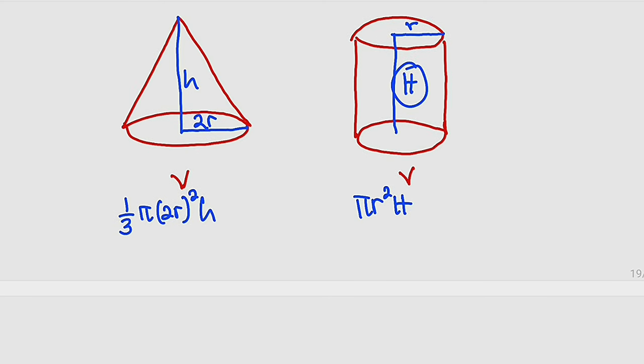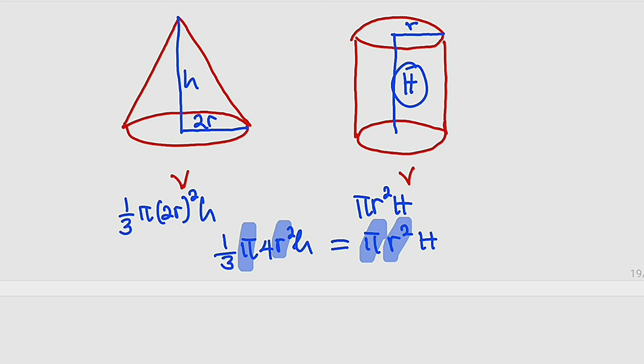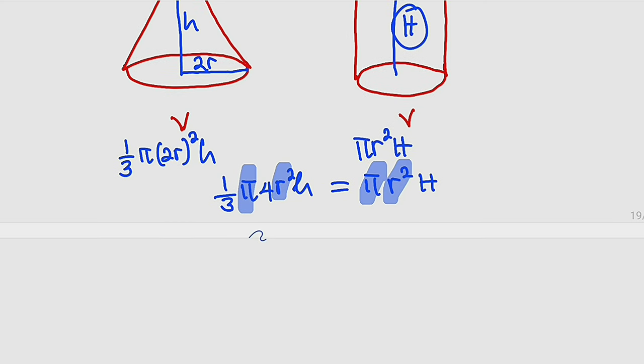So according to the question, these two volumes are exactly the same. 1 over 3 pi. Remember, 2r squared will be 4r squared because 2 squared is 4 and r squared is r squared. Then h, this is equal to pi r squared capital H. You can see that we have r squared and pi in common. What we have left is 1 over 3 multiplied by 4, which is just 4 over 3. I can call it that, h equals just capital H to the other side.